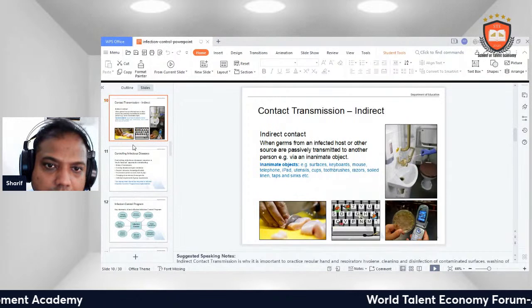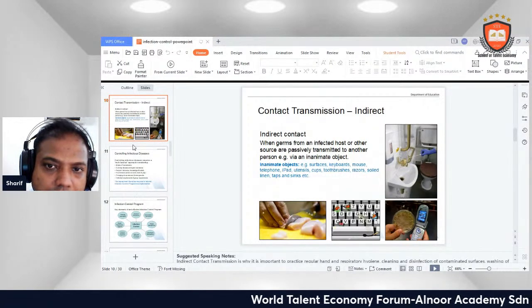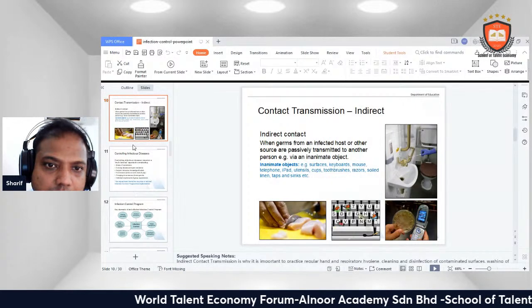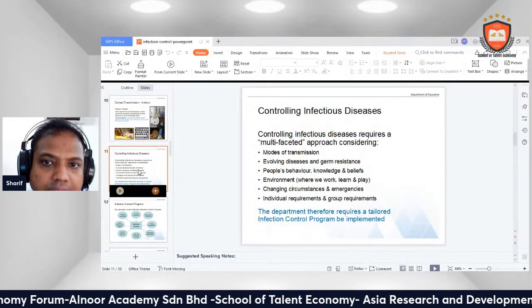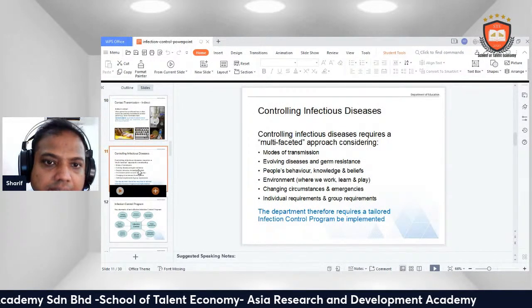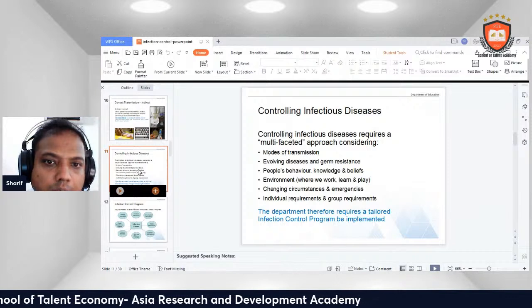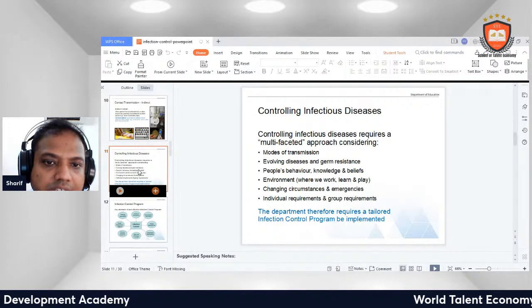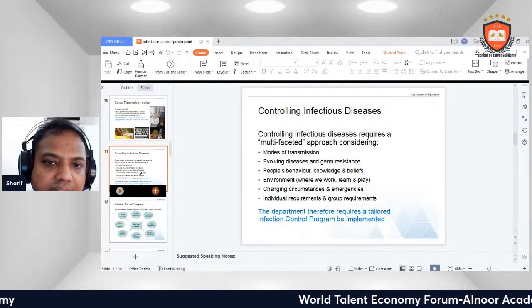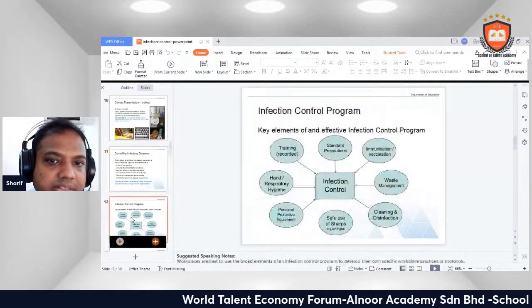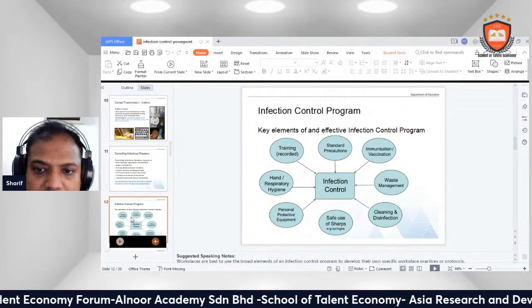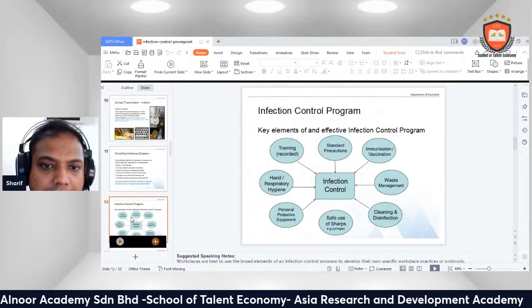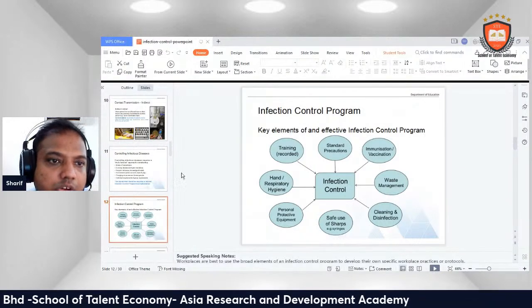Contact transmission, indirect contact: when germs from an infected host or other source are passively transmitted to another person via an inanimate object. Controlling infectious disease requires a multi-phase approach considering models of transmission, evolution of disease and germ resistance, people's behavior, knowledge and belief, environment, changing circumstances, and embracing individual and group requirements. Infection control includes training, standard immunization, waste management, cleaning and disinfection, safe use of personal protective equipment, and hand and respiratory hygiene.